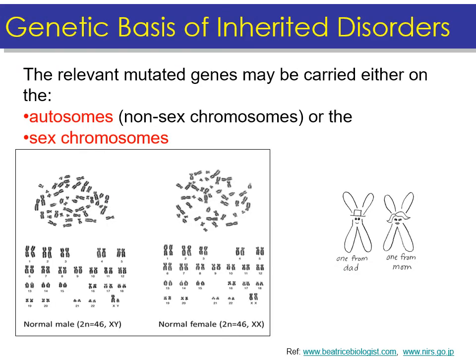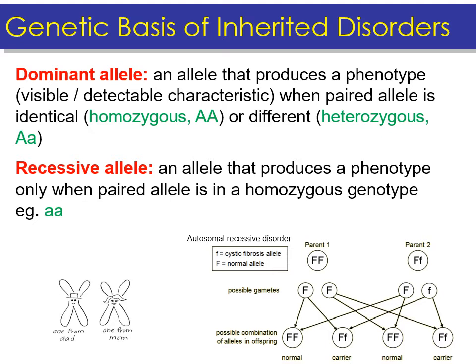Human has 23 pairs of chromosomes. A mutated gene may be present either at the autosomes or at the sex chromosomes. An allele contains gene that codes for a characteristic. An allele can be either dominant or recessive. A dominant allele produces a phenotype when pair allele is in a homozygous or heterozygous genotype, whereas a recessive allele only produces phenotype when pair allele is in a homozygous genotype.